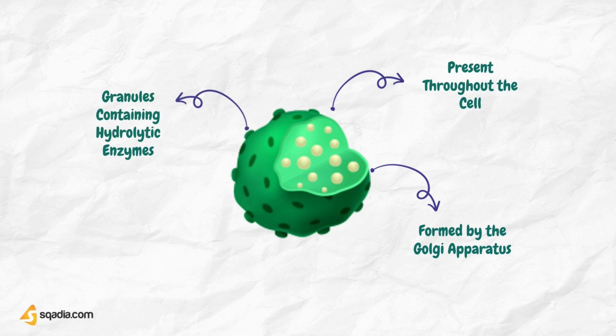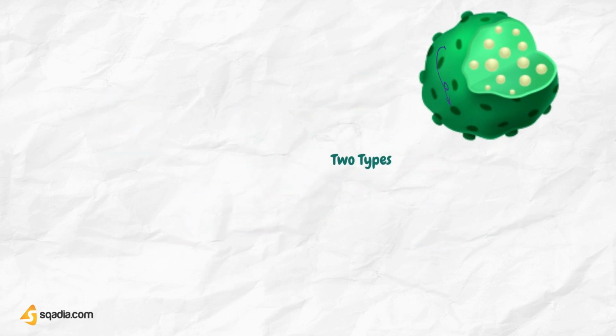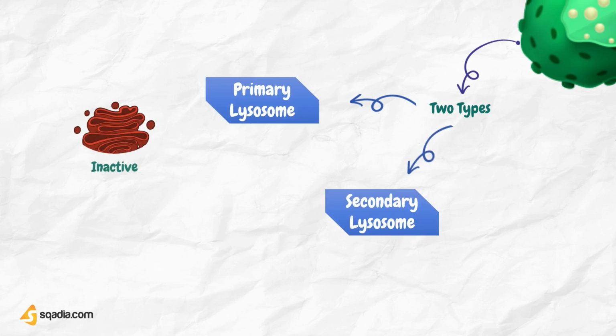The enzymes synthesized in the rough endoplasmic reticulum are processed and packed in the form of small vesicles in the Golgi apparatus. Then, these vesicles are pinched off from the Golgi apparatus and become the lysosomes. It has many small granules which contain hydrolytic enzymes. You should know there are two types of lysosomes. Primary lysosome, which is pinched off from Golgi apparatus.